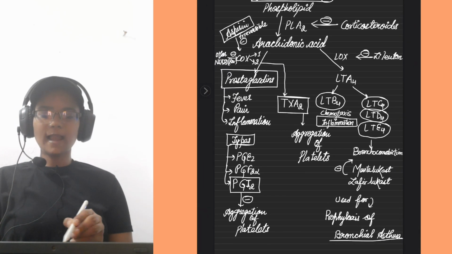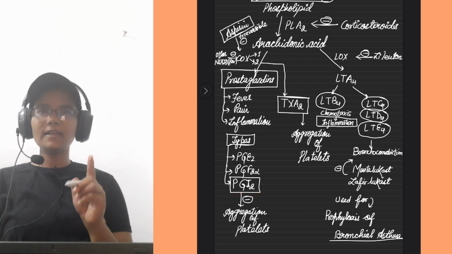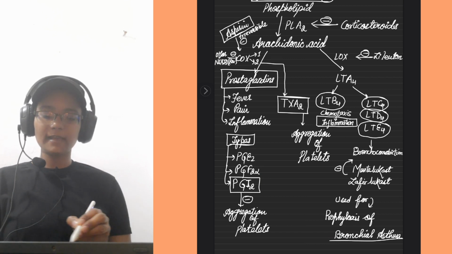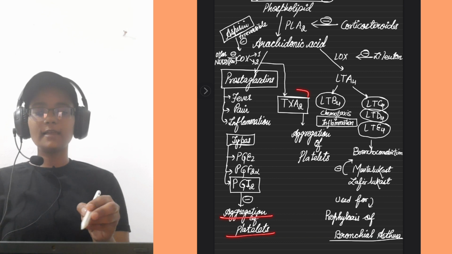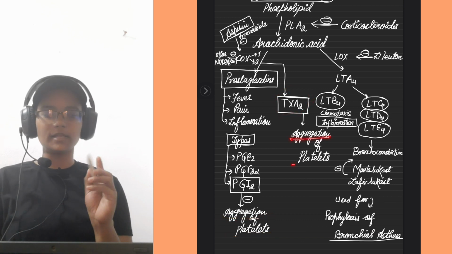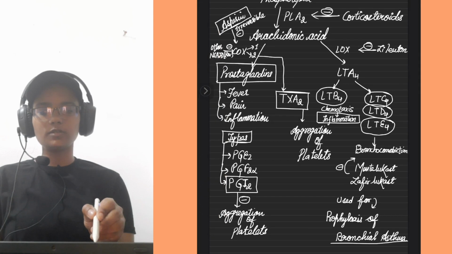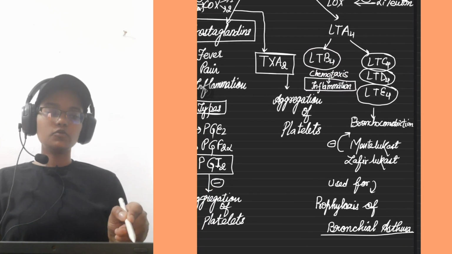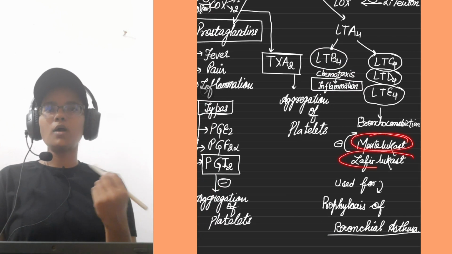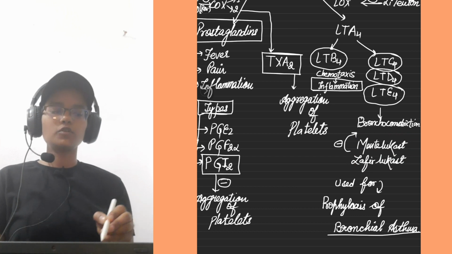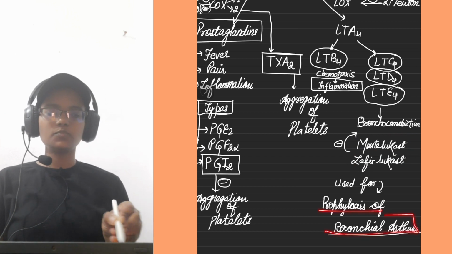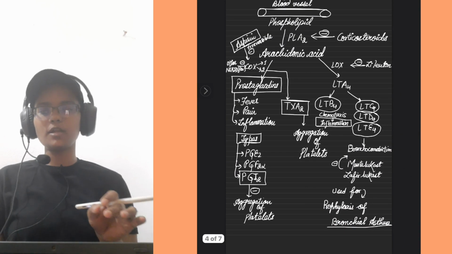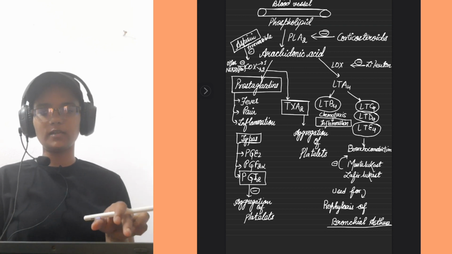Prostaglandin I2, or prostacyclin, inhibits aggregation of platelets. But thromboxane A2 helps in the aggregation of platelets. Now LTB4's function: LTB4 helps in chemotaxis and inflammation. We use montelukast and zafirlukast for the prophylaxis of bronchial asthma and in COPD patients. Okay, so this table is very important. If you want to copy it, you can copy it from right here.